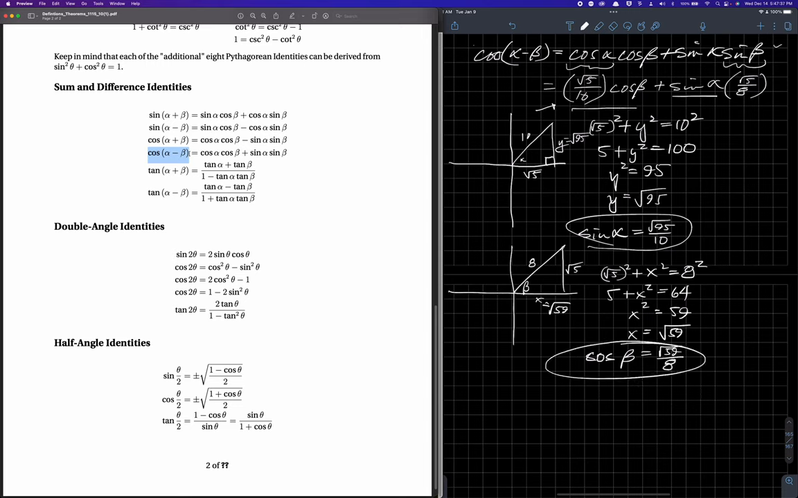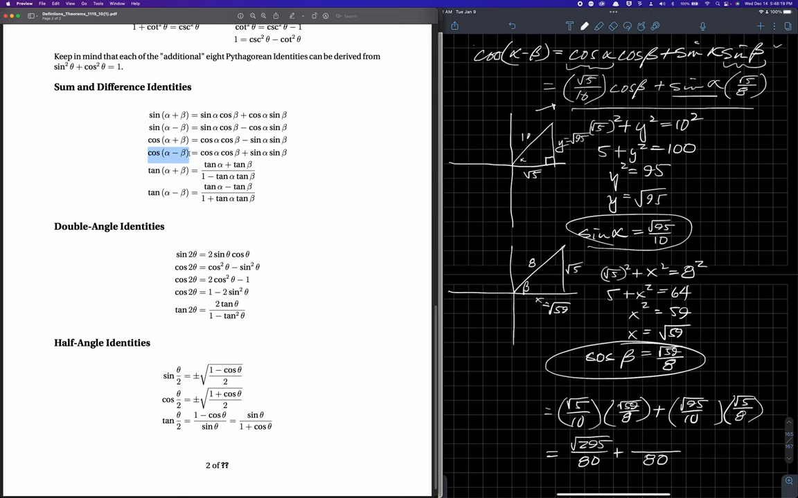So now, taking this: square root 5 over 10 times the cosine of beta we just determined to be the square root of 59 over 8, plus the sine of alpha, which we determined to be the square root of 95 over 10, times the sine of beta, which we previously filled in as square root 5 over 8. And we get the following. The square root of 5 times 59, 60 times 5 is 300 minus 5, should be 295. Should be square root 295 over 80, plus, that's going to be 80 as well, square root of 5 times 95.